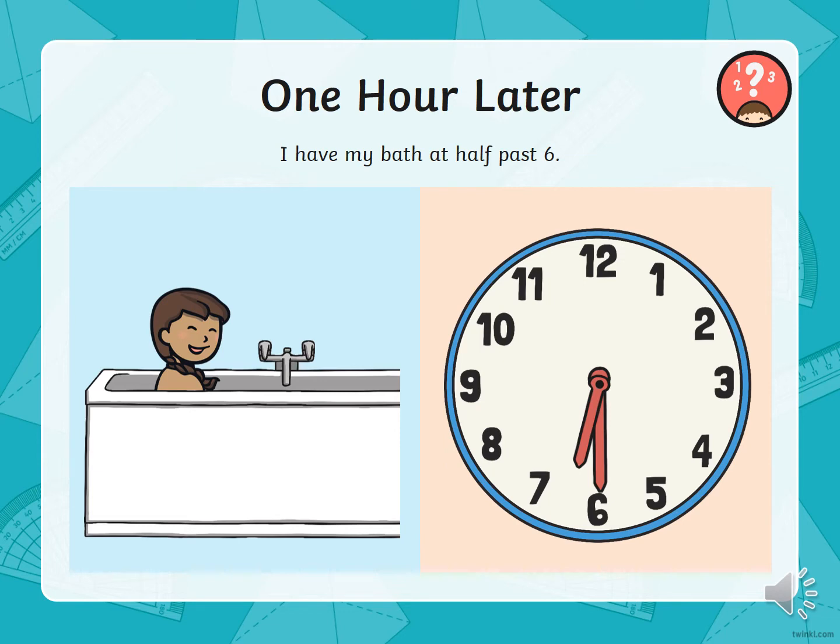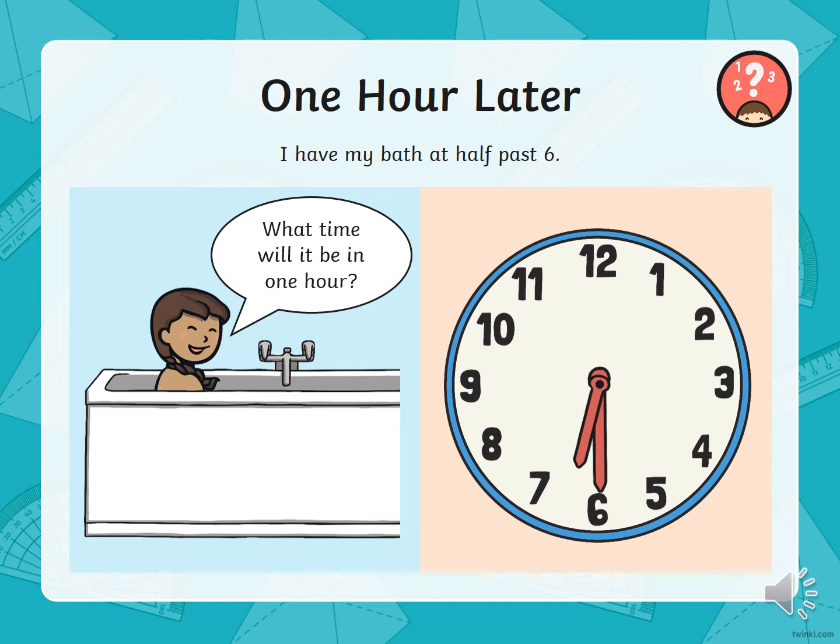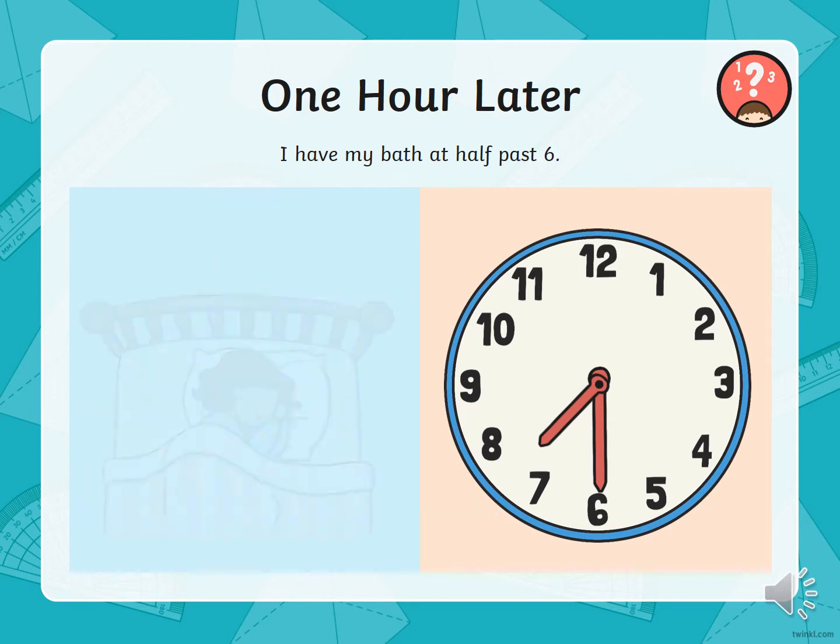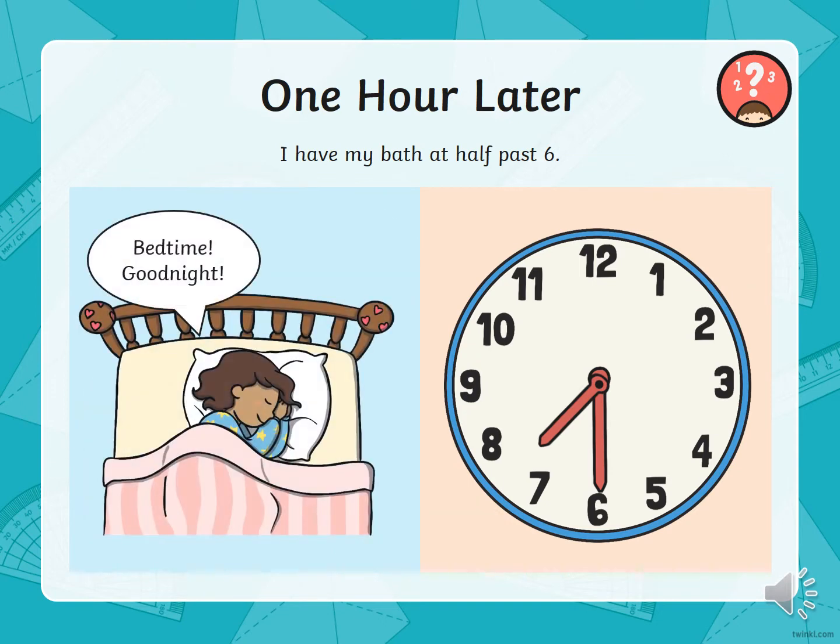I have my bath at 6:30. What will be the time in 1 hour? Okay, so we're going 1 hour from 6:30 now. So the big minute hand is going to move from the 6 all the way around for 1 hour back to the 6. And the hour hand is going to move from between the 6 and the 7 to between the 7 and the 8 to make it 7:30.